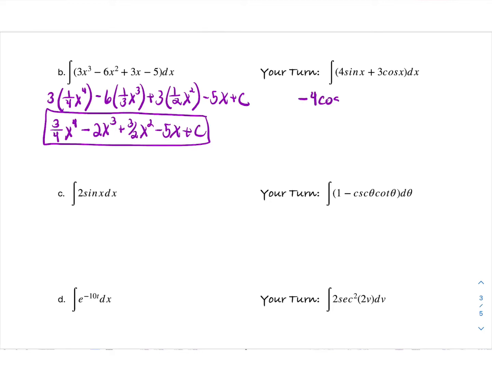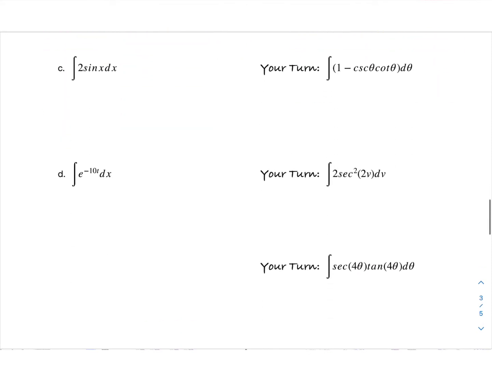Okay, you try this trig one. Okay, we're bringing the constant of 4 out. The integral of sine is negative cosine of x. The integral of cosine is sine of x. So I end up with negative 4 cosine of x plus 3 sine of x plus c.